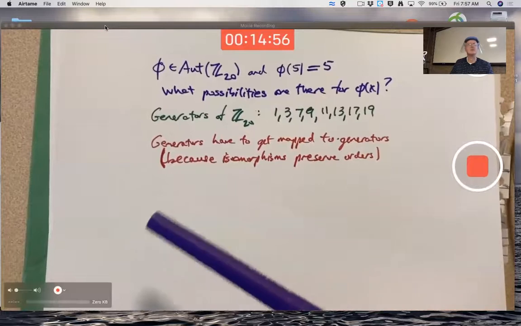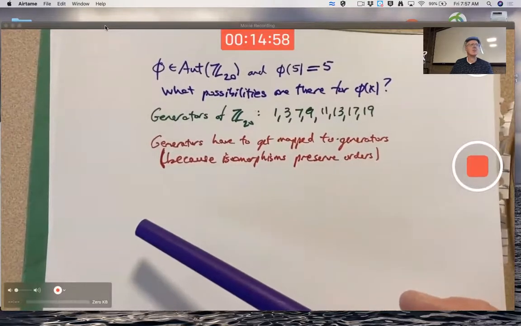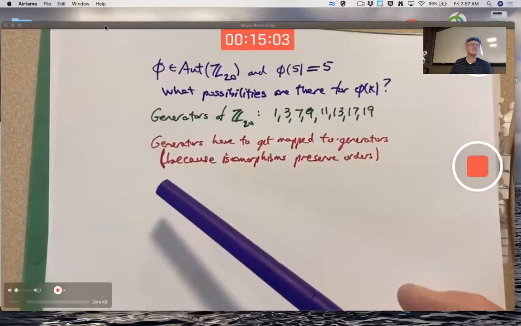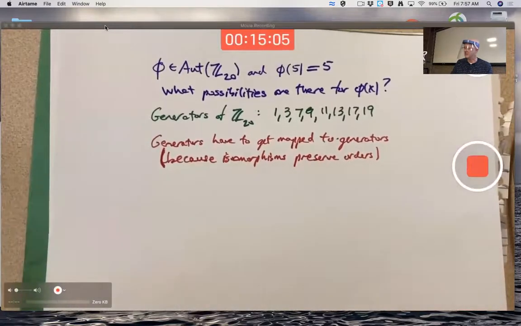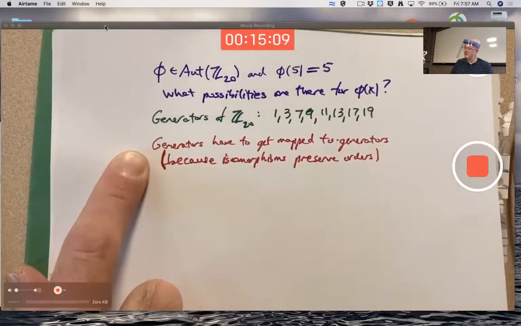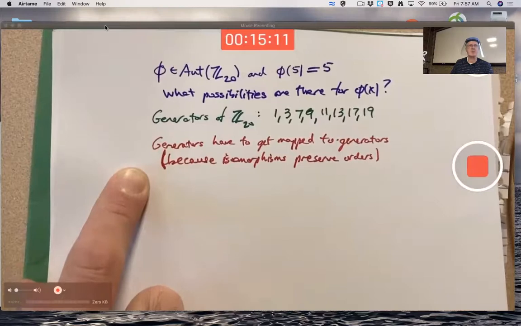So I guess, if I assigned this as a problem where I was grading it, I'd be looking for basic reasons for the answers and give some basic reasons. And one thing that I told you to think about is the fact that generators get mapped to generators. That's because isomorphisms preserve orders. And so you have to think about that. That's one thing to think about.